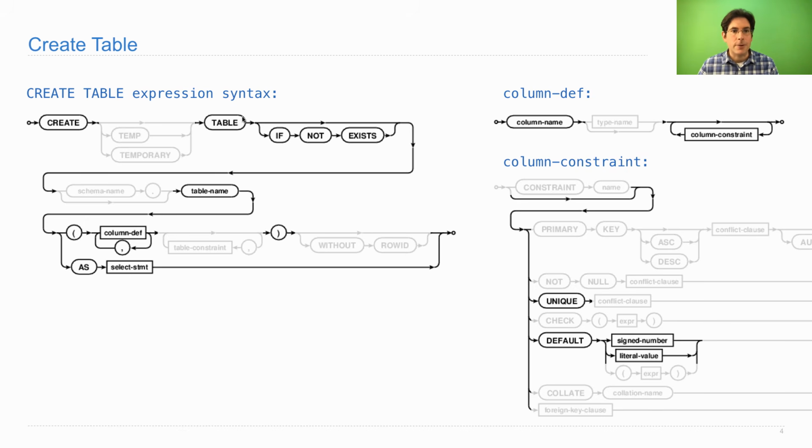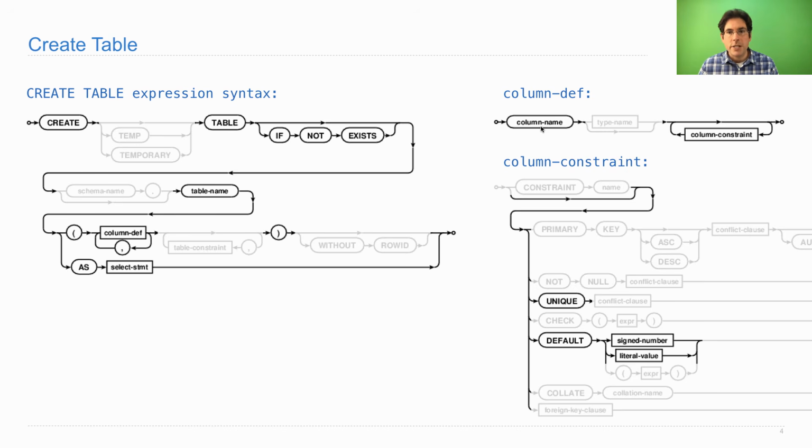You can write createTable. If you want to make sure you're creating a table that doesn't exist already, createTable if not exists creates a table only if that name doesn't exist already. You give the table a name, and then you can either write as followed by a select statement, we've seen that before, or you can specify the columns directly by enclosing in parentheses a list of column definitions.